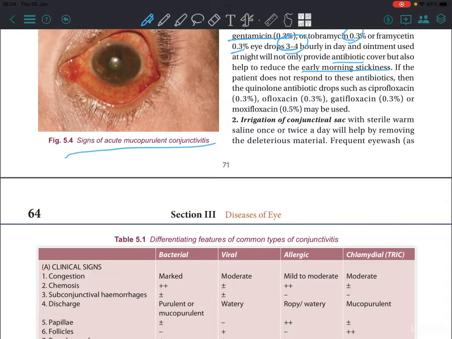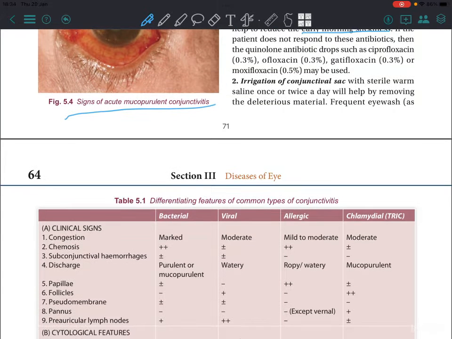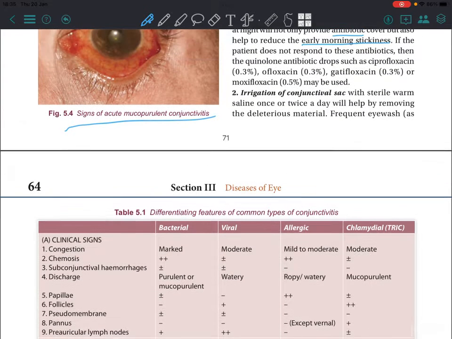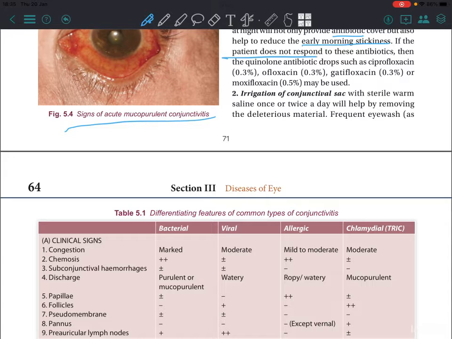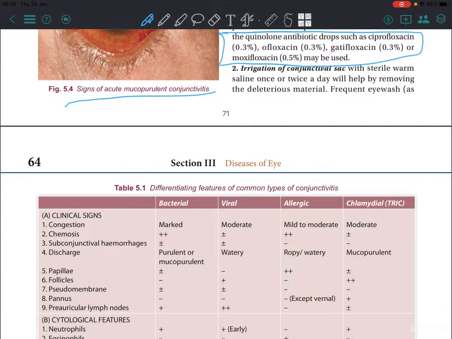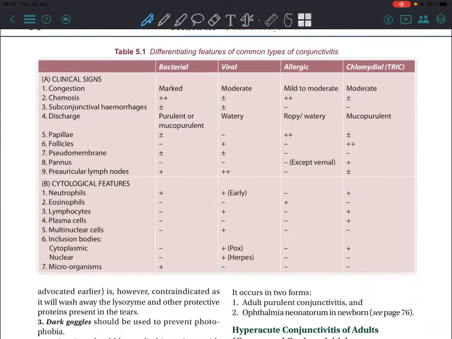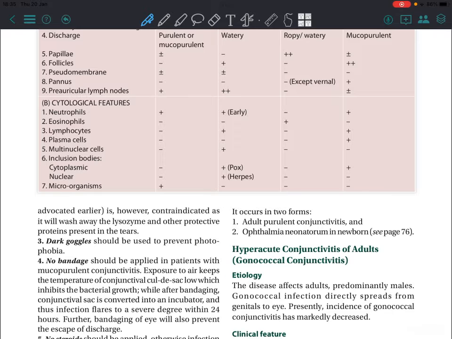If the patient does not respond to these antibiotics, then quinolone antibiotics should be given. Ciprofloxacin, ofloxacin, gatifloxacin, moxifloxacin may be used. Irrigation of the conjunctival sac with sterile warm saline once or twice a day will help by removing deleterious material. Frequent eye wash, although advocated, is contraindicated. It will wash away lysozyme and other protective proteins present in the tears.